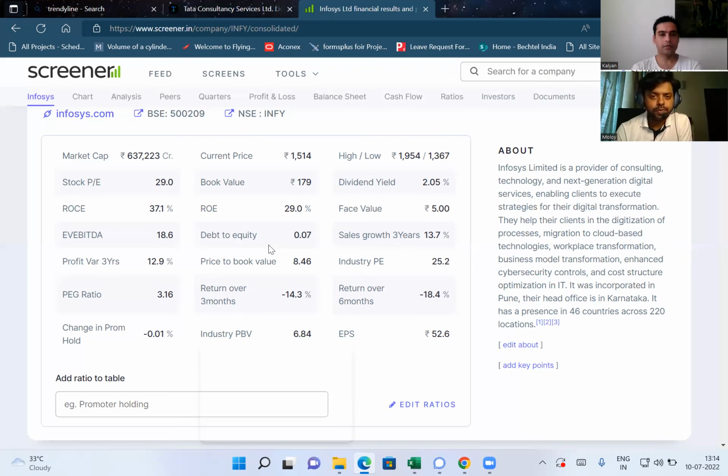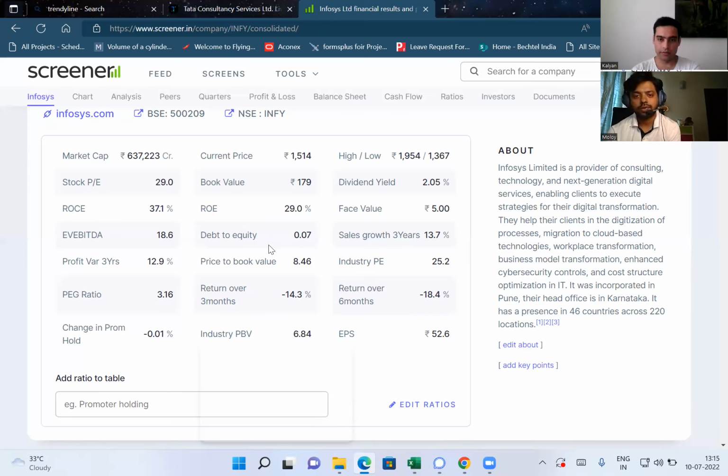Apart from these two terms, the debt to equity ratio is important. And obviously you need to see the sales growth and the profit variation for the 3 years, and the change in promoter holding. That is also important, because it is something you are not analyzing, but trying to predict based on promoter behavior.